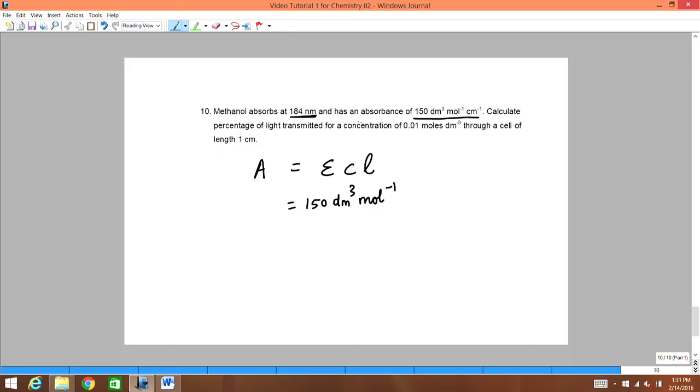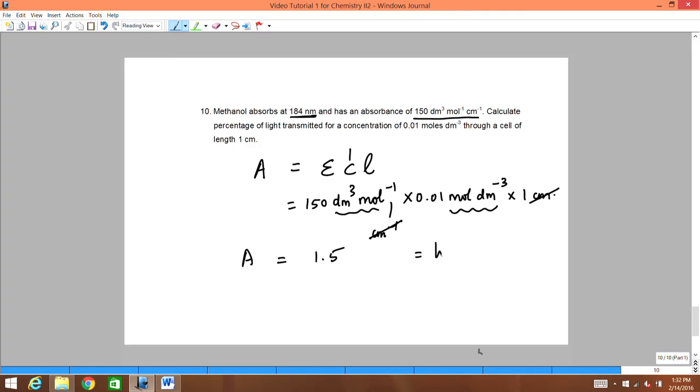and the concentration of the cell is given as 0.01 mole per dm cube, and the length of the cell is 1 centimeter. So, dimensionally absorbance has no dimensions, so the units cancel, and the dm cube mole inverse is the inverse of the mole dm cube. So, what you have is absorbance of 1.5, and what is the percentage of light transmitted?